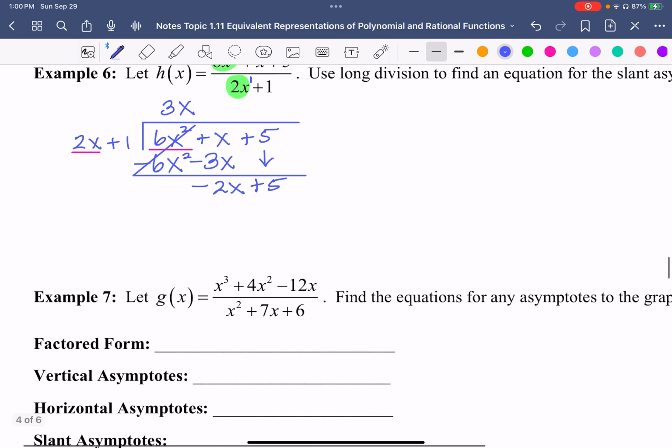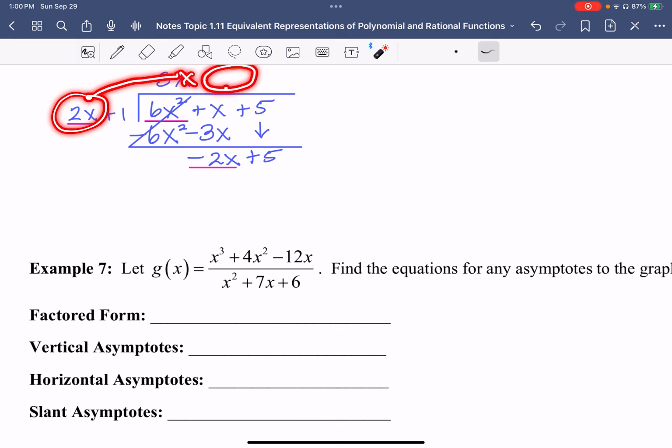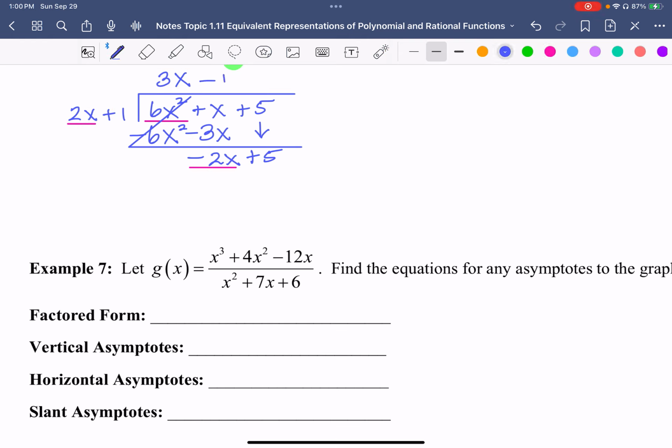Okay, and then we repeat the process. The biggest term on the inside is negative 2x. So 2x times what is going to give you negative 2x? The only number that you can multiply by is negative 1. So now we're going to do negative 1 times positive 1, which is negative 1. Negative 1 times 2x is negative 2x.